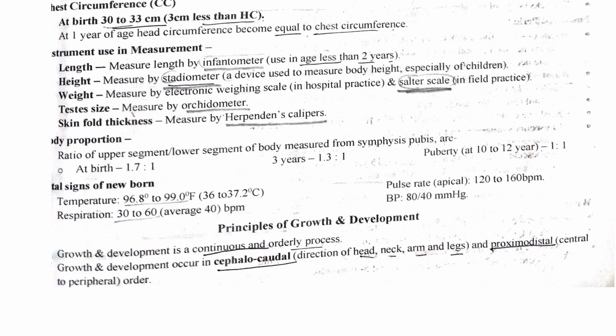Then, principles of growth and development. Growth and development is a continuous and orderly process. Growth and development occurs in cephalocaudal direction, of head, neck, arm and legs, and proximodistal, central to peripheral order. Cephalocaudal means direction of head, neck, arm and legs.